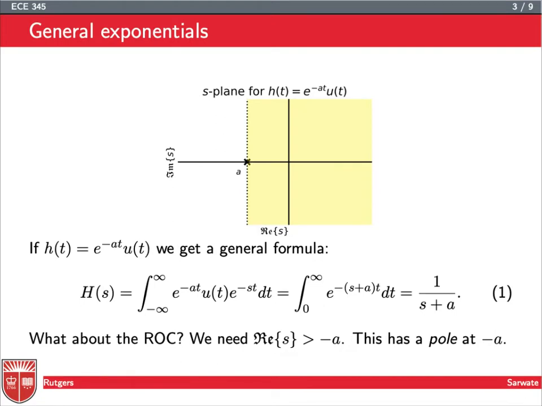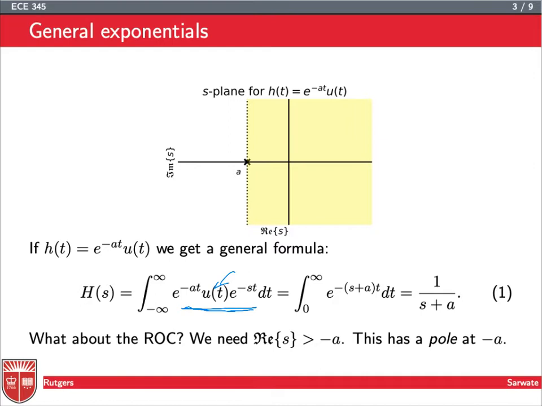So let's look at our example from before. We looked at a decaying exponential, e to the minus 2t u of t, but we can generalize this to any scalar a. So if we look at the signal h of t equal to e to the minus at u of t, we can do the same trick we did before. We plug it into the definition of the Laplace transform.